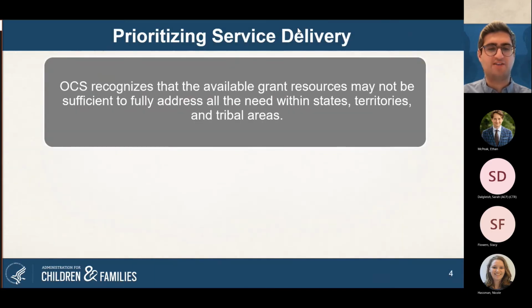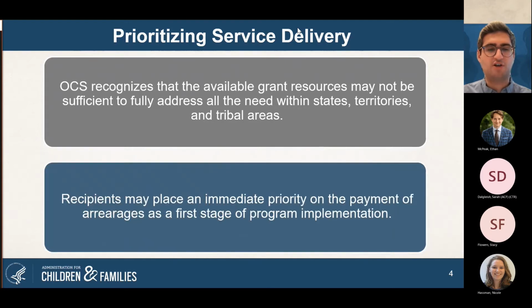OCS recognizes that the available grant resources may not be sufficient to fully address the need within states, territories, and tribal areas. Recipients may identify priority eligibility for vulnerable populations based on local needs and may focus resources on areas of concentrated need or may customize outreach strategies to address hard-to-reach populations or particularly at-risk populations, such as aging adults, individuals with disabilities, and households with young children.